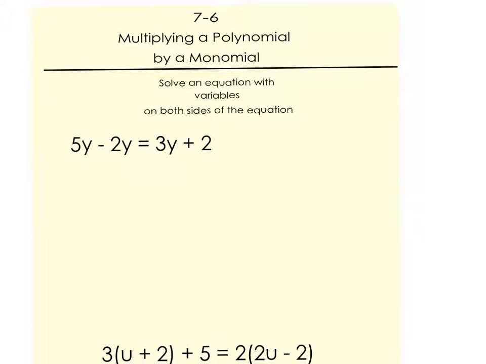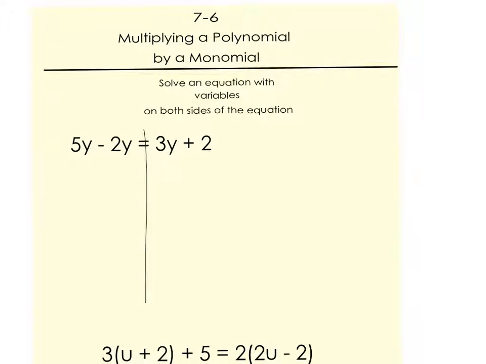The other part of 7-6, multiplying a polynomial by a monomial, is doing that and solving an equation with variables on both sides of the equation. So you're using the distributive property and you're applying that to solve an equation. So this really shouldn't be too difficult because you've already done equations for quite a while now. But just to remind you, so you don't forget, draw my train tracks, and I want to isolate y and get y on one side of the equation and the other numbers on the other side.